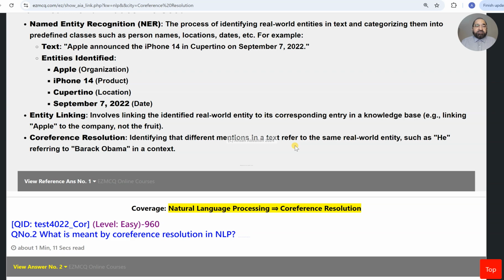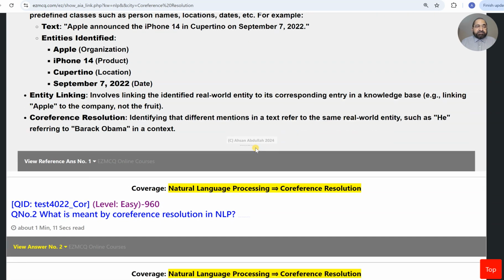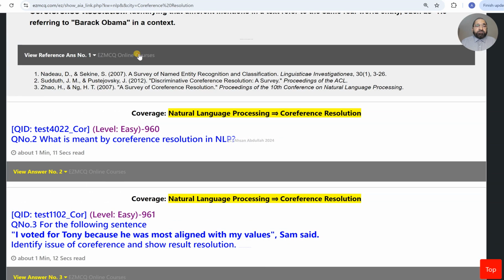So for example, he is referring to Barack Obama, or he is referring to somebody else, because he doesn't carry a lot of information. So the purpose of co-reference resolution is to know what is meant by he, what is meant by she, what is meant by there, what is meant by whose, and so on. So it's a challenging task. And of course, if you want to know more about the entities, here are the references.